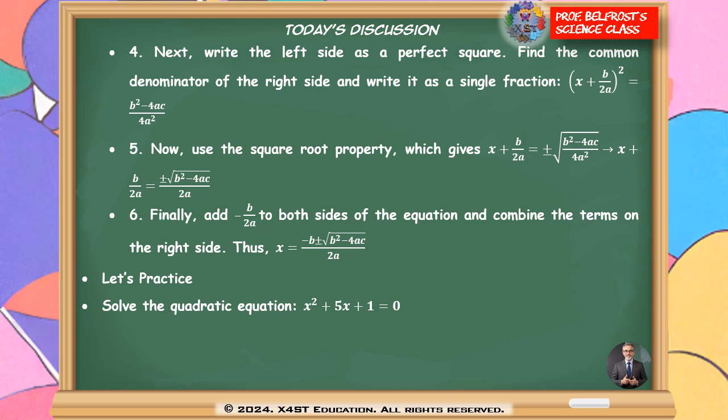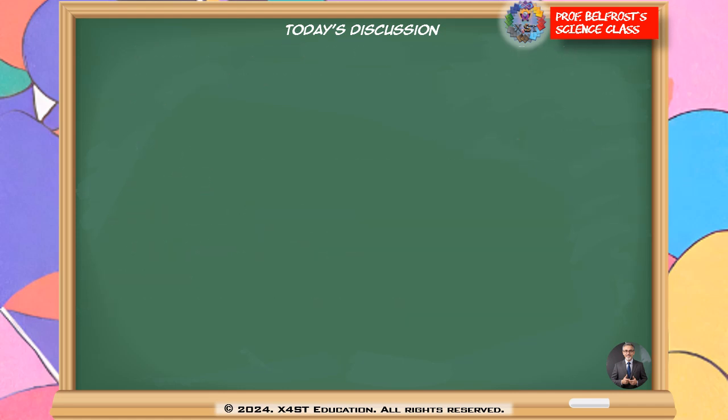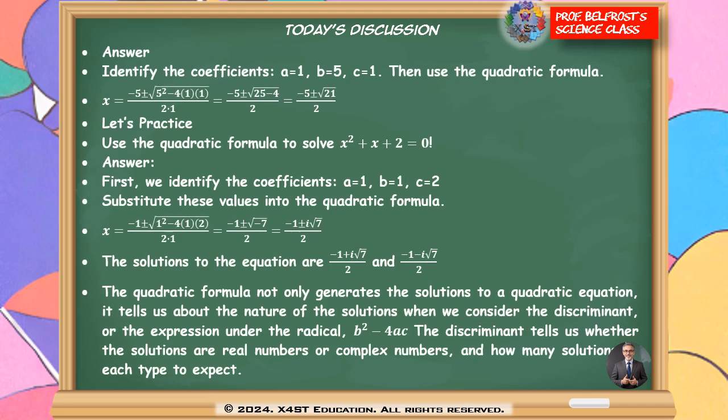So first one, solve the equation x squared plus 5x plus 1 equals 0. Clearly by using the formula above, first we need to identify the coefficients. So a is 1, b is 5, c is 1. Then we just need to substitute the values into the formula, and we get the solution, which is minus 5 plus or minus square root of 21 by 2.